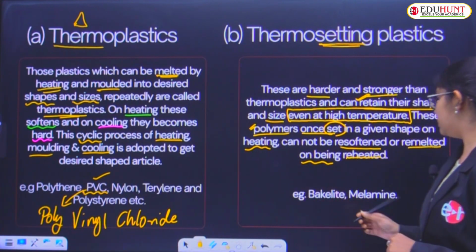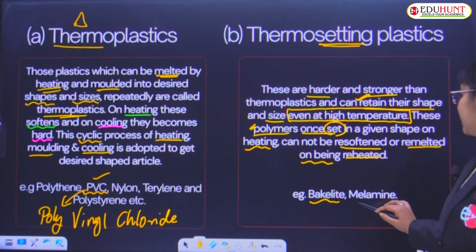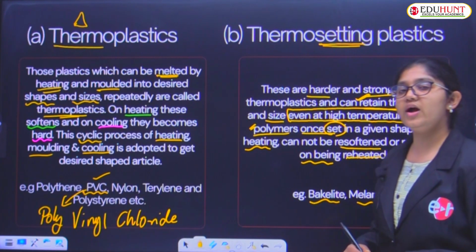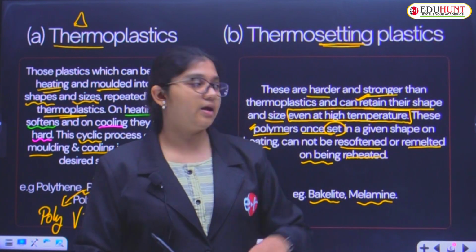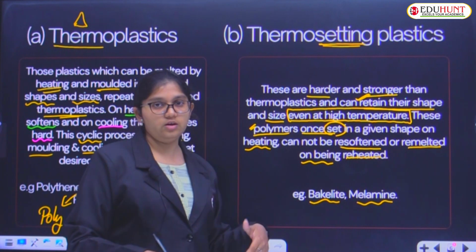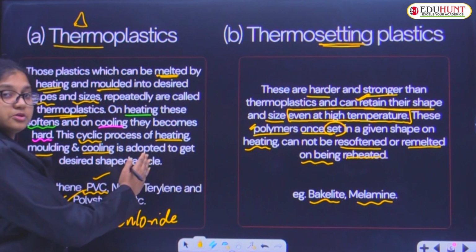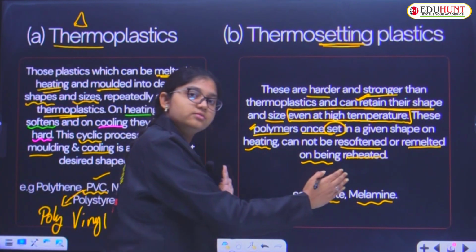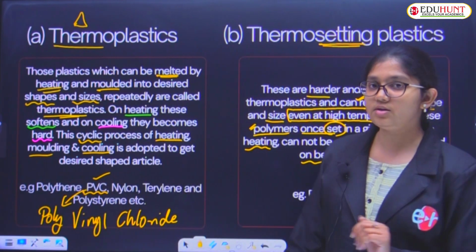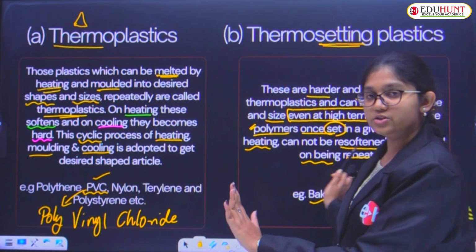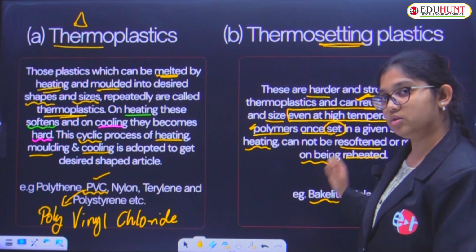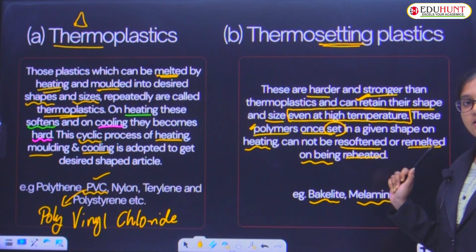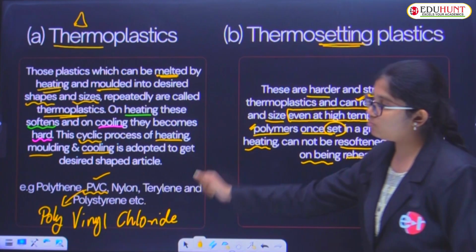Okay, so here examples coming are bakelite and melamine. So where you will see bakelite and melamine, you may have no idea regarding this. I'll show you where. Okay, before that, did you understand the difference between thermoplastics and thermosetting plastics, children? Yes, is there any doubt? Comparatively, which one is very hard, very strong? Very good. Thermosetting plastics are very hard and very stronger than thermoplastics.